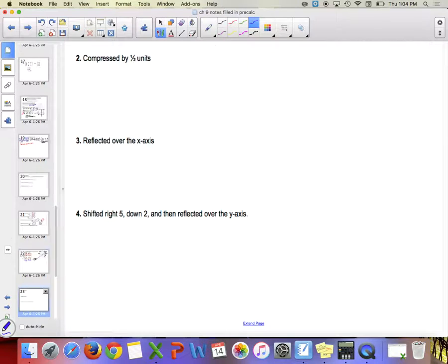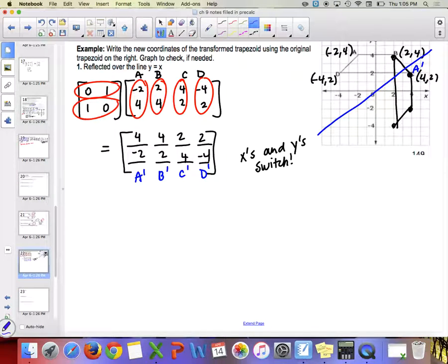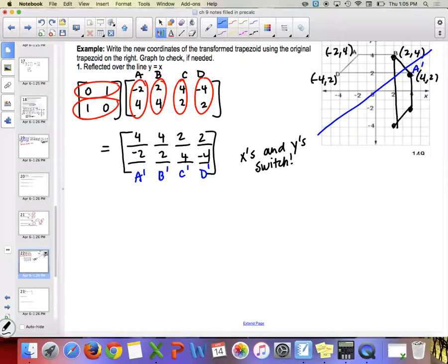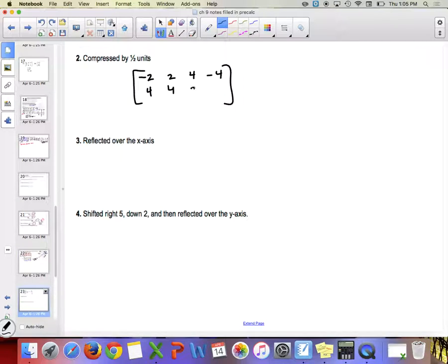All right, so let's try the next one. What if we compress it by 1/2 unit? So what would we do if we're going to compress something by 1/2? Just multiply by that scalar out front, right? Does that make sense? So we have negative 2, 2, 4, negative 4, and then 4, 4, 2, 2. So we're just going to end up doing 1/2 of that. So super simple. We just get negative 1, 1, 2, negative 2, 2, 2, 1, 1. Do we like this section? You're like, oh man, we need easy sections like this all the time.